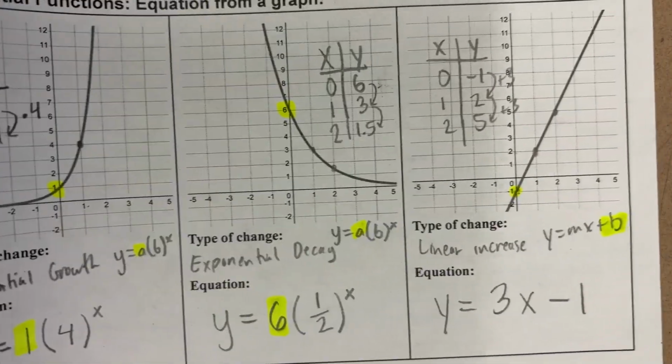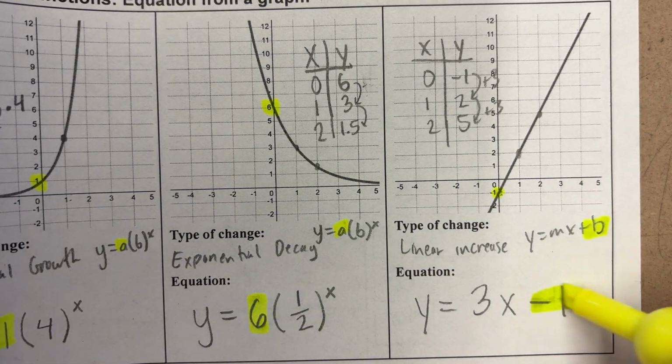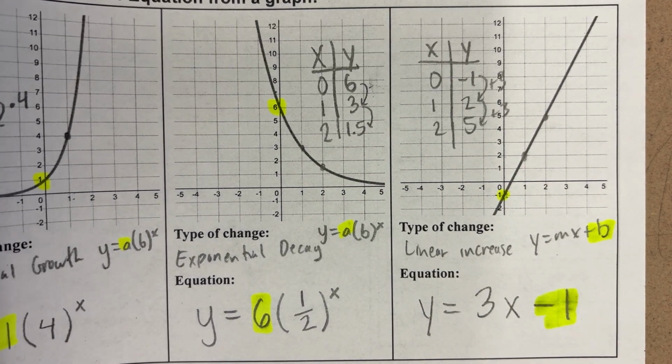So again, I found my y-intercept first. That was -1. And then I found my change was 3. Go ahead and try the 4 below.